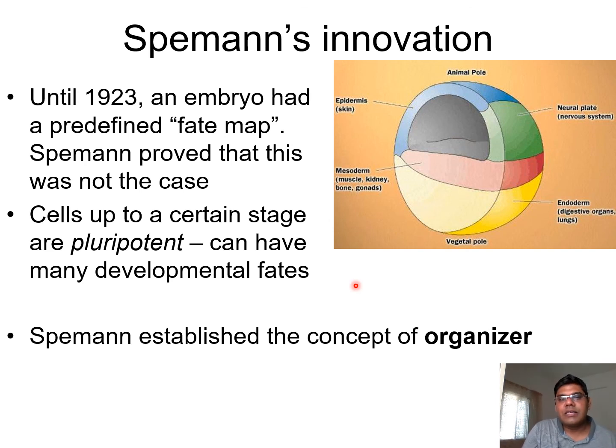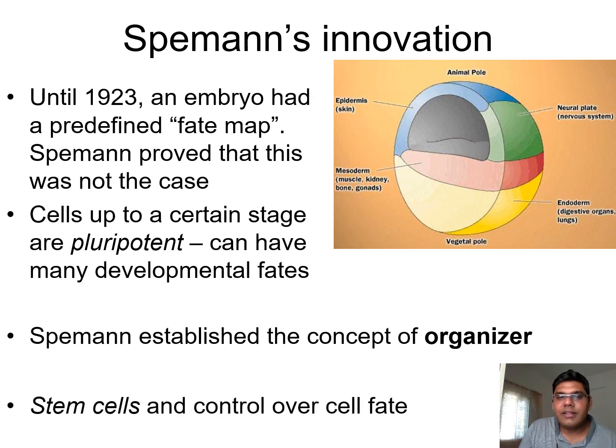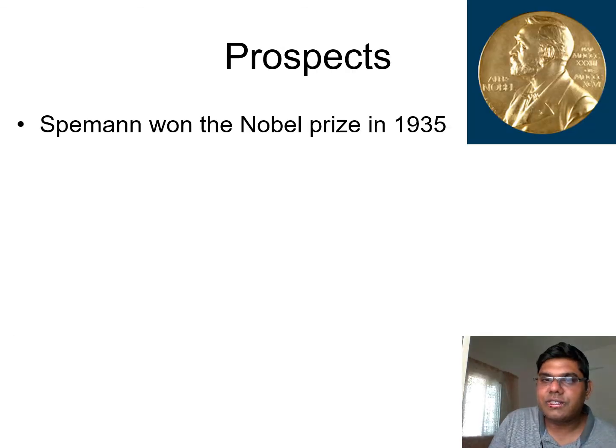So that means the cells in the embryo at a specific stage, each cell has the ability to give rise to multiple cell types which are present in the body. And then there are concepts related to stem cells, which can control the cell fate.